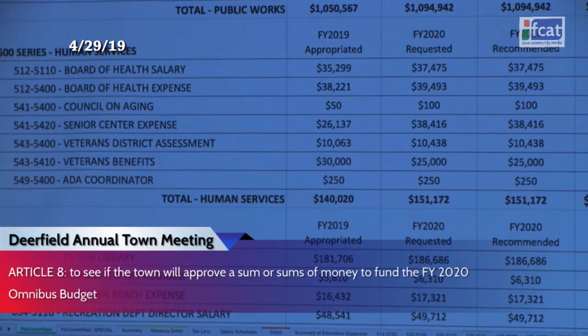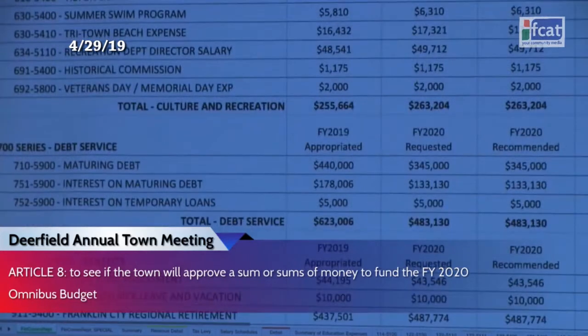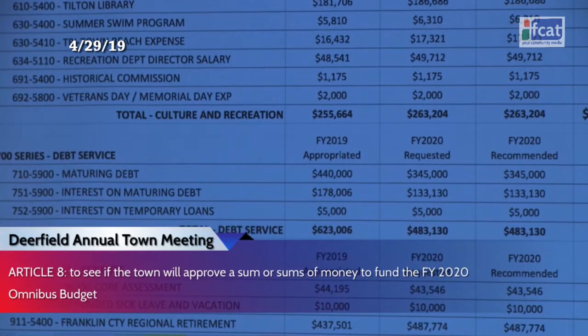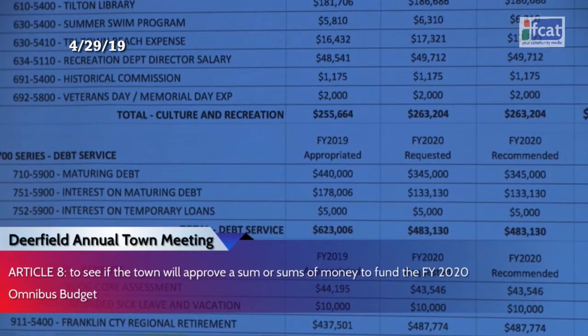ADA Coordinator, $250. The Tilton Library, $186,686. The Summer Swim Program, $6,310. Tri-Town Beach expense, $17,321. Recreation Department Director salary, $49,712. Historical Commission, $1,175. Veterans Day Memorial Day expense, $2,000. Maturing debt, $345,000. Interest on maturing debt, $133,130. Interest on temporary loans, $5,000.